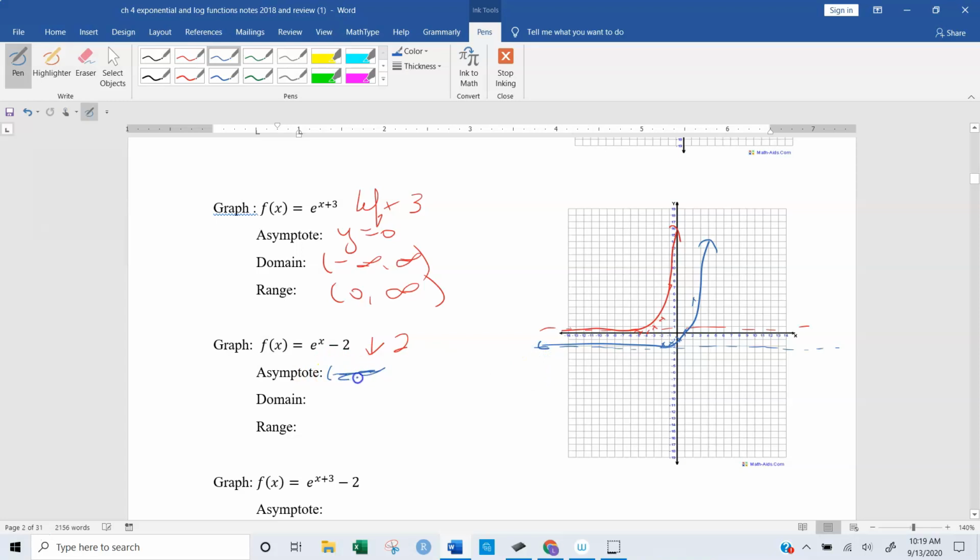Oh, sorry, that was wrong. Your asymptote is still y equals 0. Your domain is still -infinity to infinity. And the range is -2 to infinity here. Got carried away. Do that again. So our range is starting at -2 to infinity, and we're good to go.